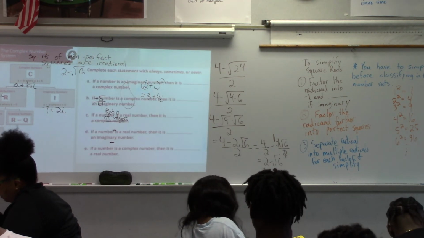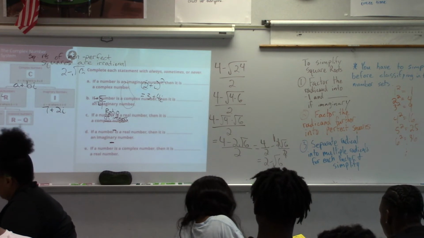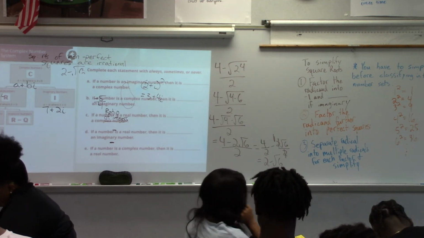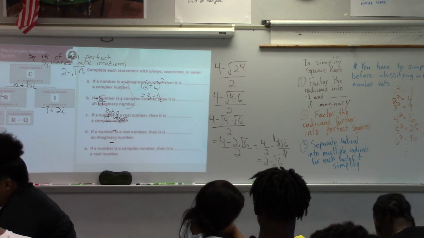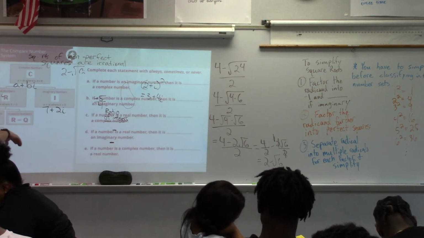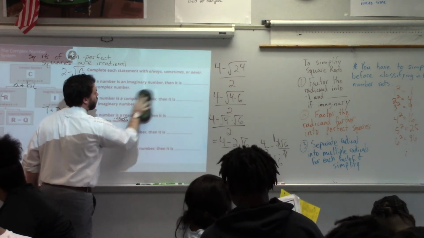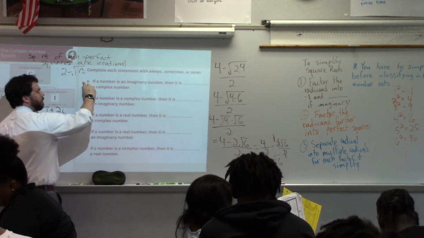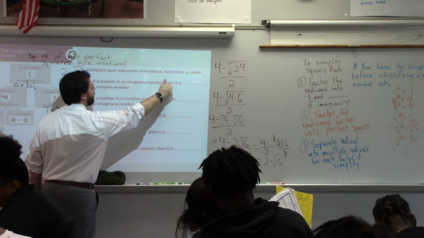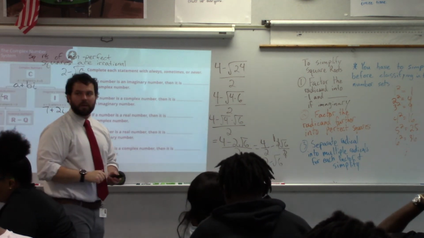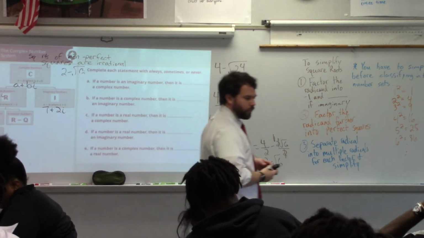So I want y'all to take, let's say, 3 minutes. That's about what it took in first block. I want you to use the graphic organizer that we filled out on the number system and identify each of these as an always, a sometimes, or a never. So if a number is an imaginary number, then it is blank, a complex number. Actively collaborate, 3 minutes. Let's go.